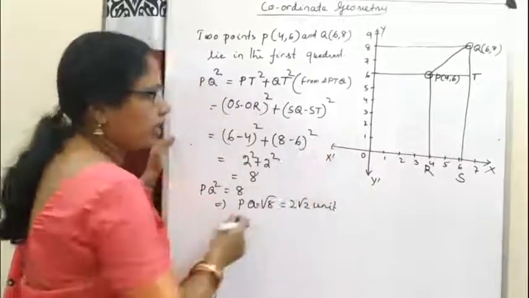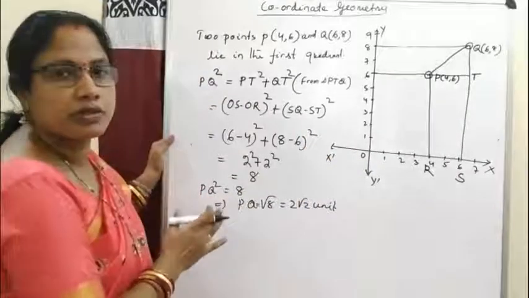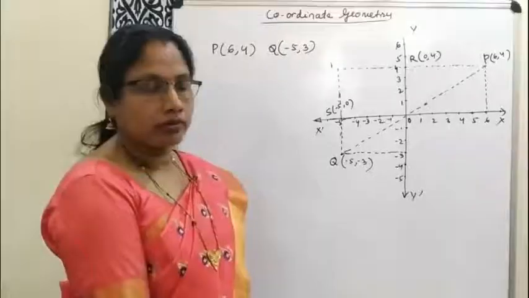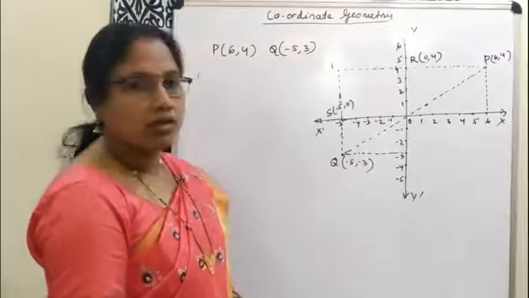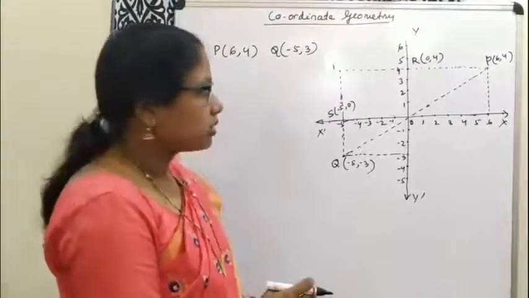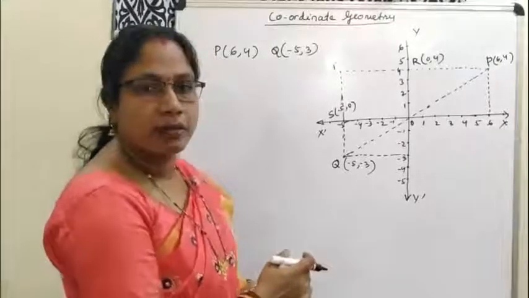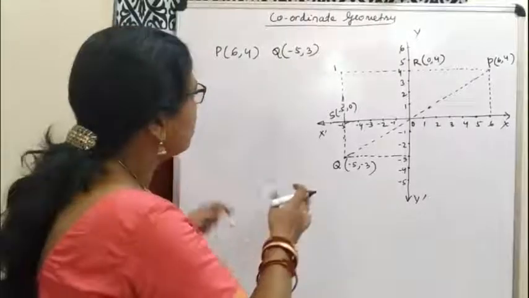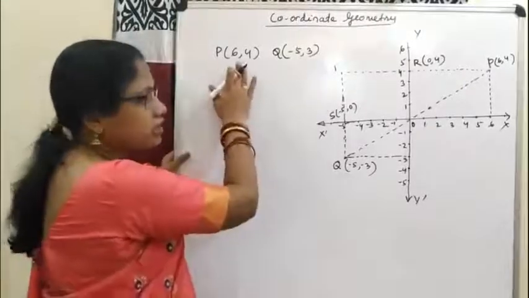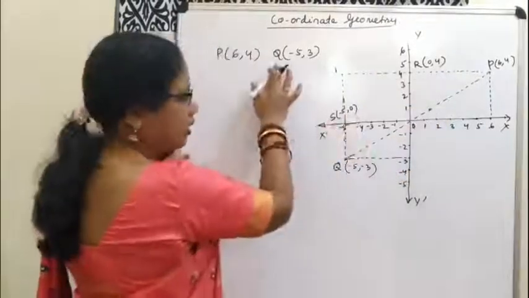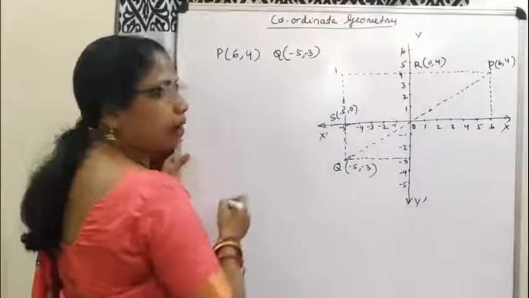So in this way we can find the distance between 2 points if their coordinates are given. Next, consider the case of how to find the distance between 2 points if the 2 points are located in different quadrants. Here it is given that P is 6, 4. So P point is in the first quadrant and Q is minus 5, minus 3.